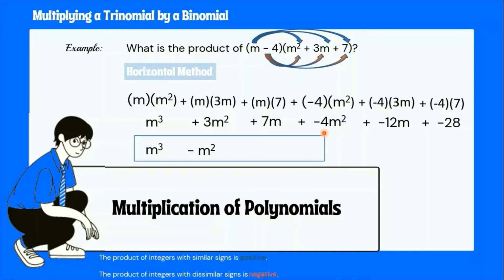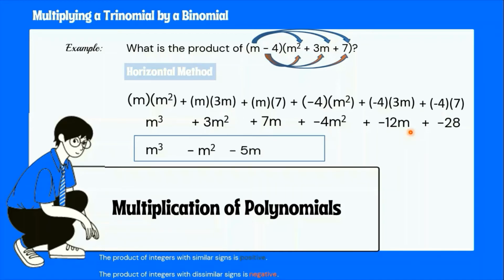Alam natin na pag tayo ay mag-a-add ng integers na magkaiba yung sign, we need to subtract their absolute values. Kaya magiging 4 minus 3 which is 1 and then yung ating sign ay manggagaling doon sa larger number. Between 3 and 4, mas malaki si 4. Si 4 ay negative kaya naging negative itong ating sagot. And then ang sagot natin ay negative 1m squared. Kapag 1 ang ating numerical coefficient, no need na isulat na siya. Automatic, alam natin na may invisible 1 na yung mga yan. Next, meron tayo ditong dalawang terms na pareho ng literal coefficient, m lamang, meron silang invisible 1, so we need to combine them together.